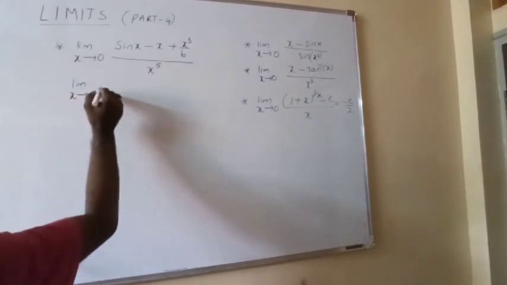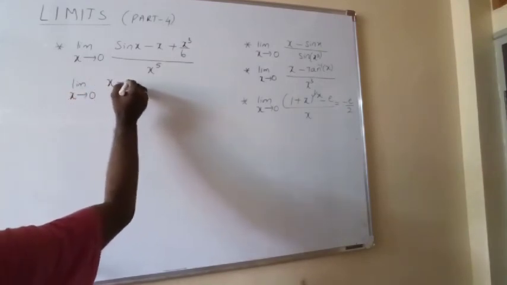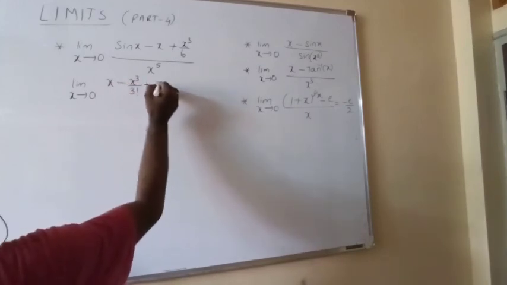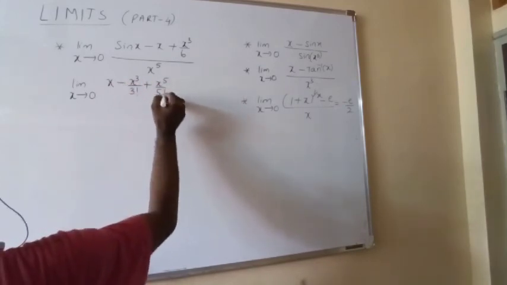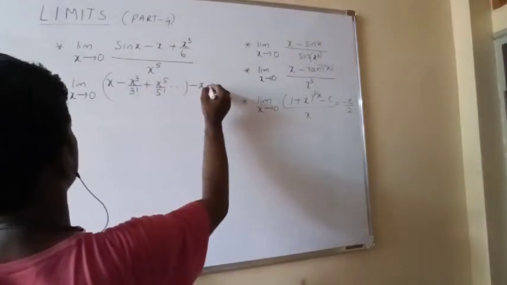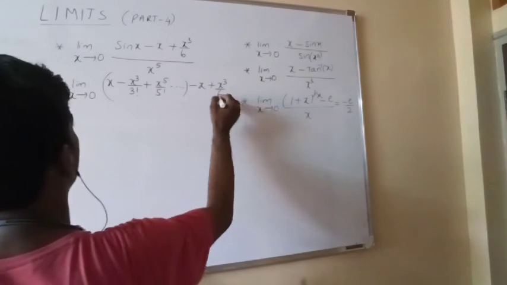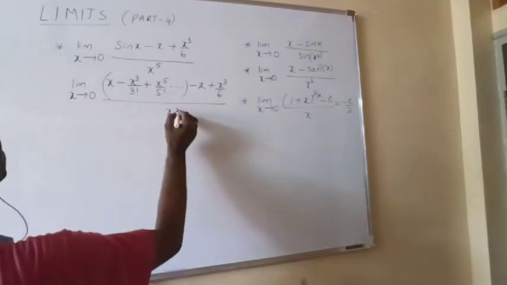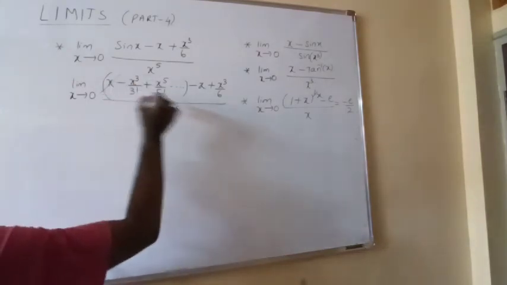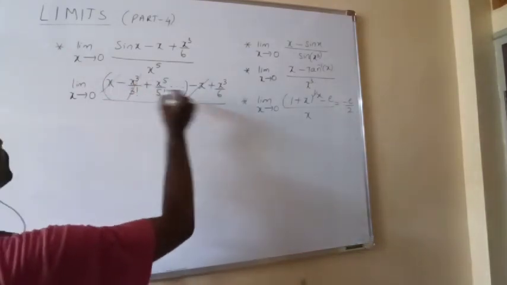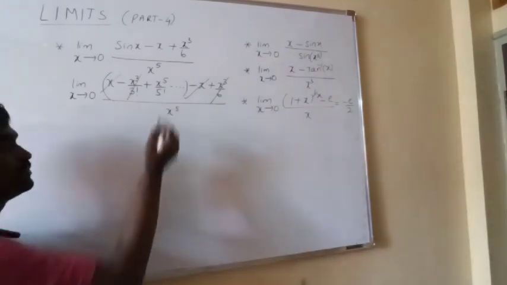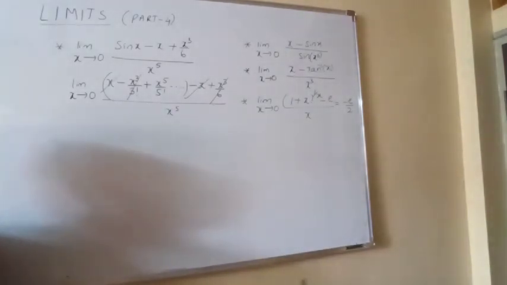Limit x tends to 0, sin x expansion is what? x minus x cube by 3 factorial plus x power 5 by 5 factorial, and so on, minus x plus x cube by 6, divided by x power 5. So here within one step you got the answer. x gets cancelled, x cube by 6 gets cancelled. And here the next term you will get is x power 7 by 7 factorial.